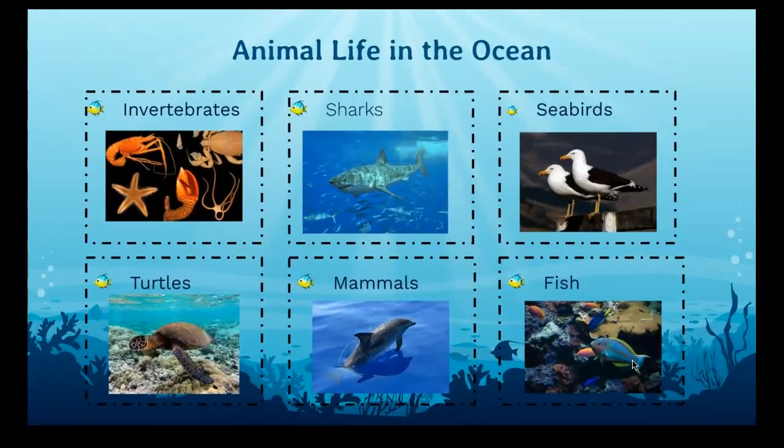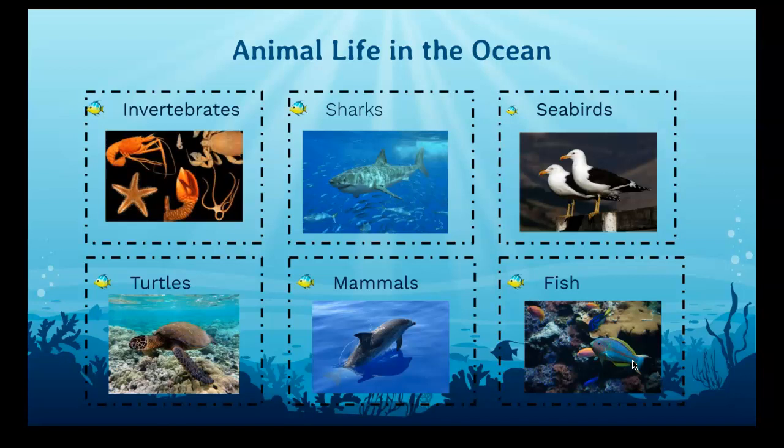So some animal life in the ocean include things such as invertebrates, sharks, seabirds, turtles, mammals, and fish. So some examples of invertebrates include like starfish, jellyfish, sponges, things like that. And then some examples of sharks are the great white shark, the blue shark, the bull shark, the tiger shark, the hammerhead, and so many more. And then we have seabirds such as the gull, the pigeon, penguins, and tropic birds.